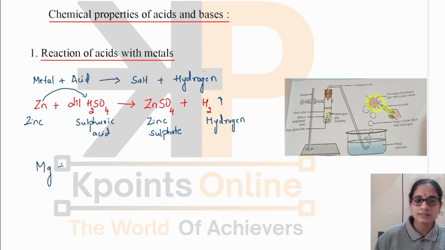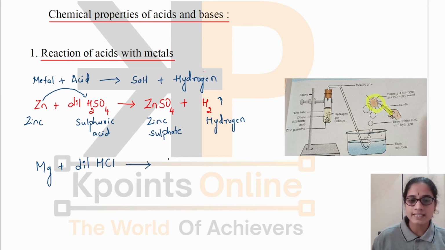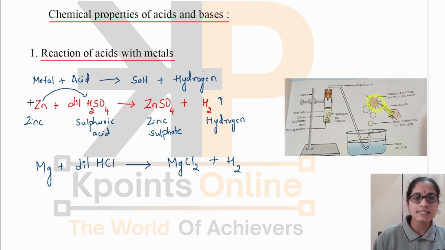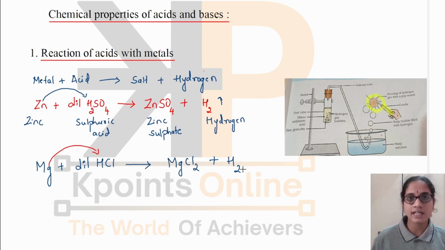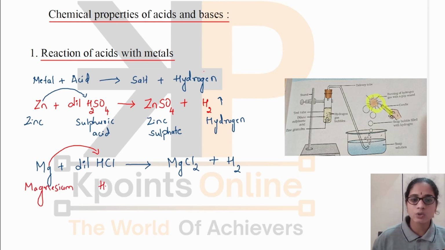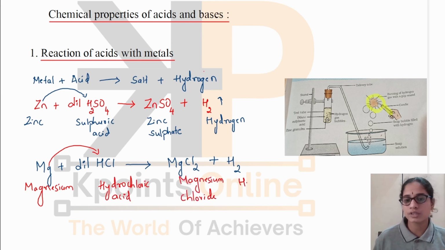Magnesium reacts with dilute HCl, dilute hydrochloric acid, to form the salt magnesium chloride. As I have already said, the type of salt that is formed depends on the acid and metal you have taken. Here magnesium has displaced hydrogen to form the salt magnesium chloride, and there is a formation of hydrogen gas. Magnesium reacted with hydrochloric acid to form magnesium chloride and hydrogen.